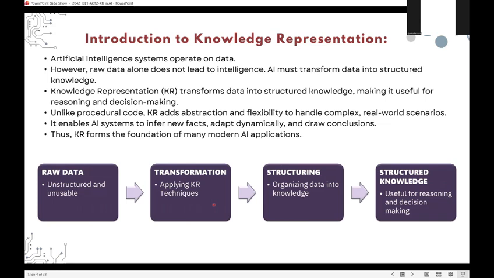So, AI systems work with data, but data alone is not intelligence. Knowledge representation converts raw data into structured knowledge that machines can reason with. It helps an AI system draw conclusions, make decisions, and adapt, just like we humans do when we learn from experience.